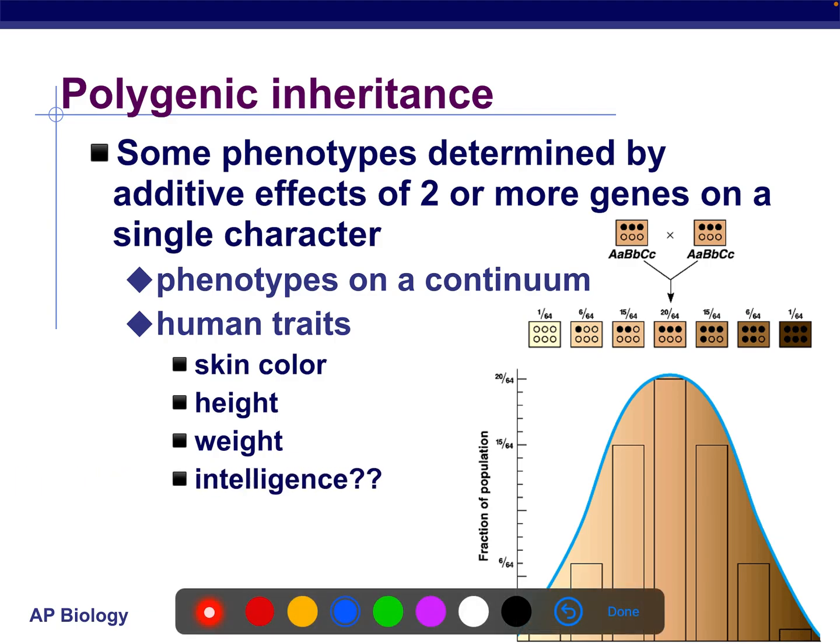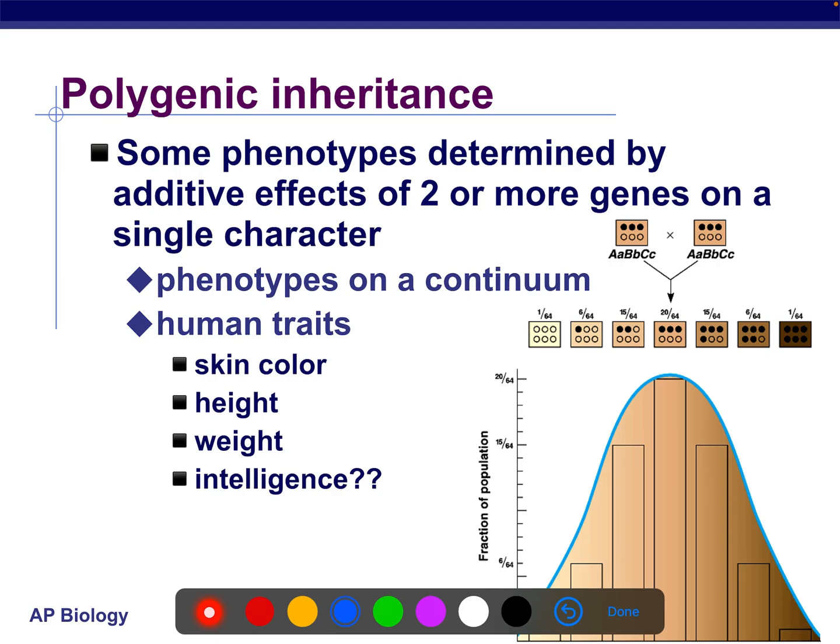Polygenic inheritance is when you have multiple genes, so more than one gene, determining the phenotype of human traits. A lot of human traits are going to be inherited this way: hair color, eye color, skin color, height, weight, we think maybe intelligence. But in this case, you would know that something is polygenic when you see a lot of different phenotypes.